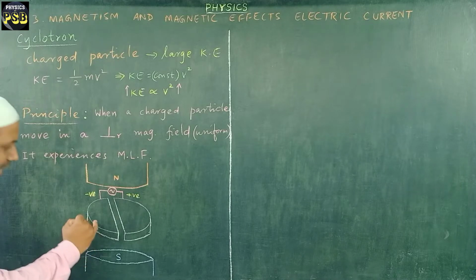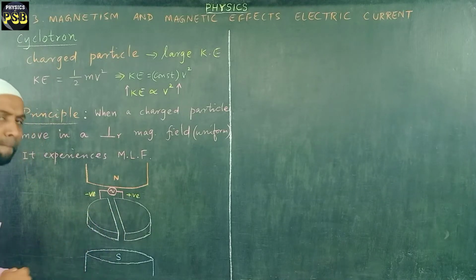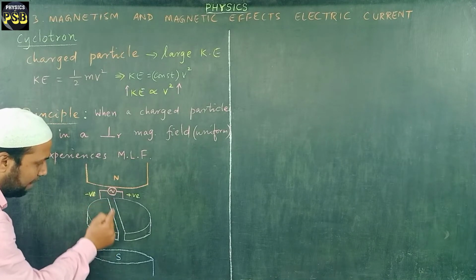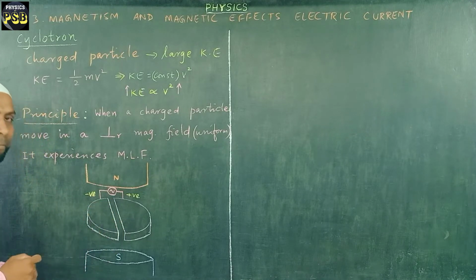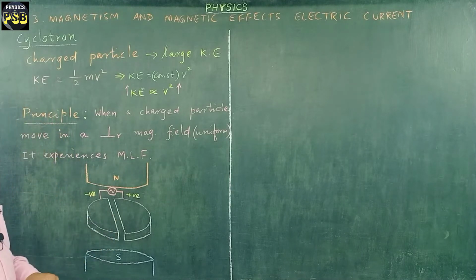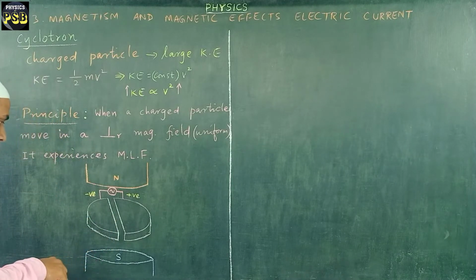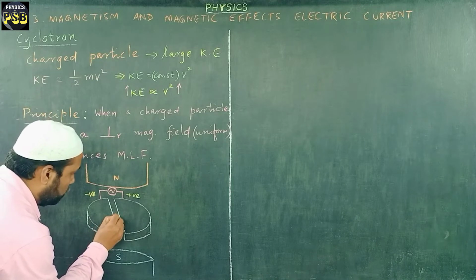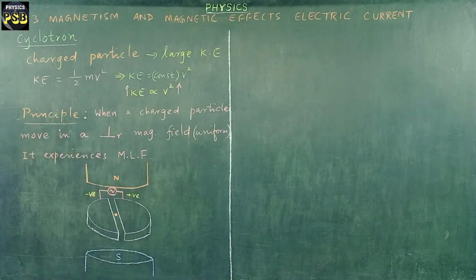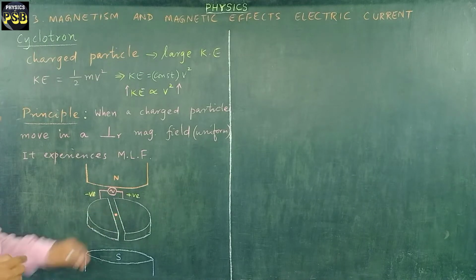Okay, and here I told you these two metal containers are separated by a small gap. There is a gap present between these two metal containers. Now, at this gap, the source of ion or source of charge is placed here, in this gap between the two metal containers.